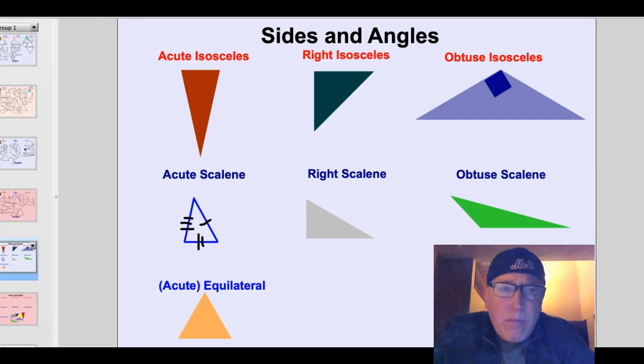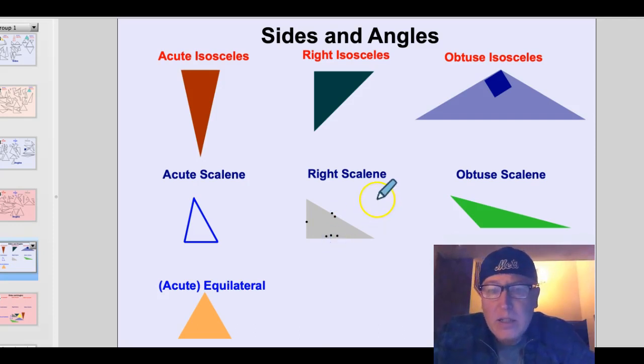All 3 are different measures. Okay, all angles are acute. This is an acute scalene triangle. You can have a right scalene. Well, all 3 sides are different lengths.